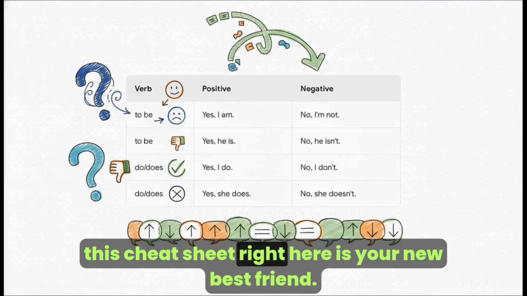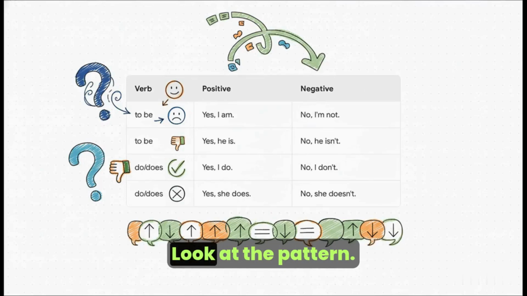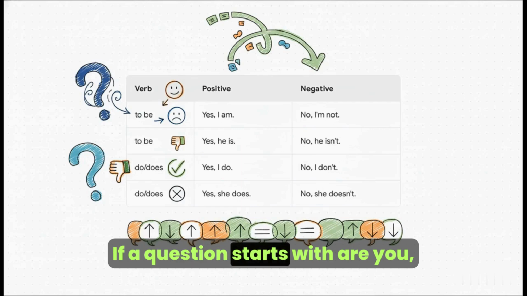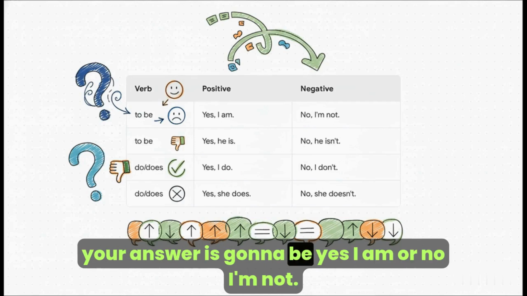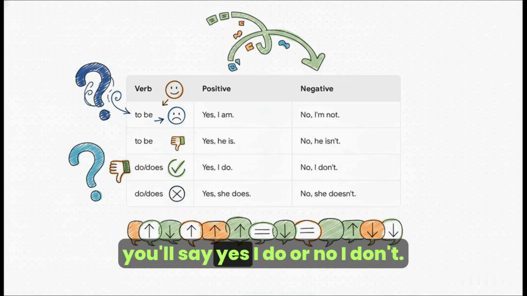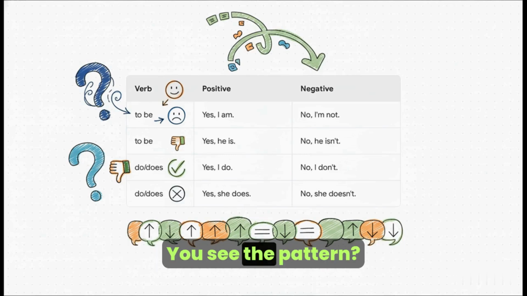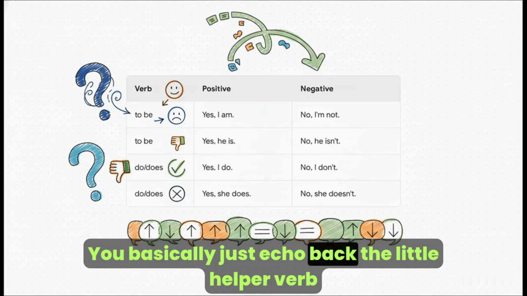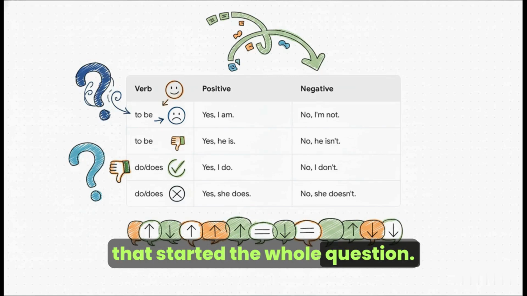Okay, this cheat sheet right here is your new best friend. Look at the pattern. If a question starts with are you, your answer is going to be yes I am or no I'm not. If it starts with do you, you'll say yes I do or no I don't. You see the pattern? You basically just echo back the little helper verb that started the whole question.